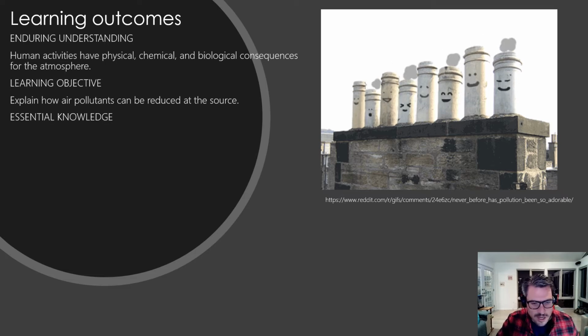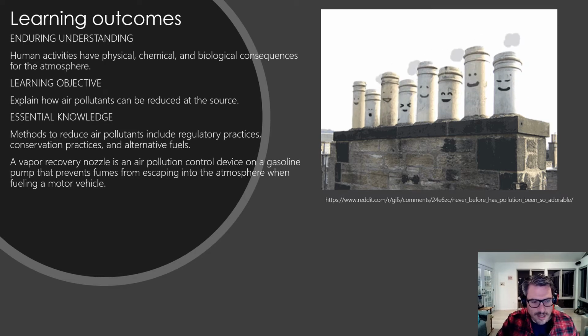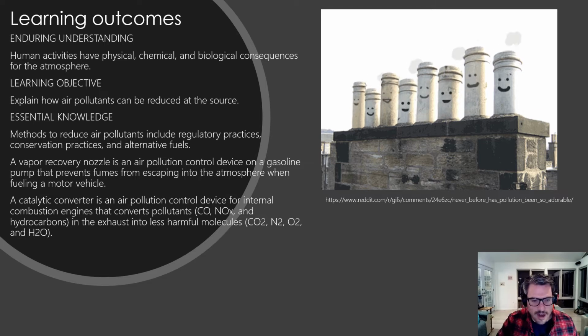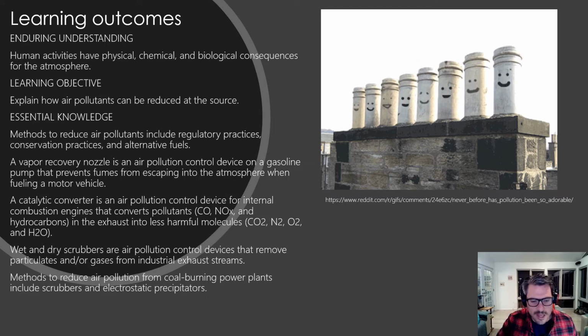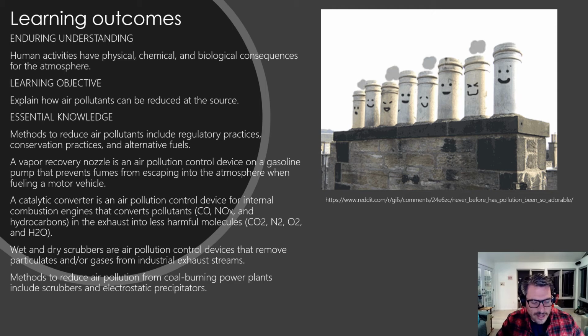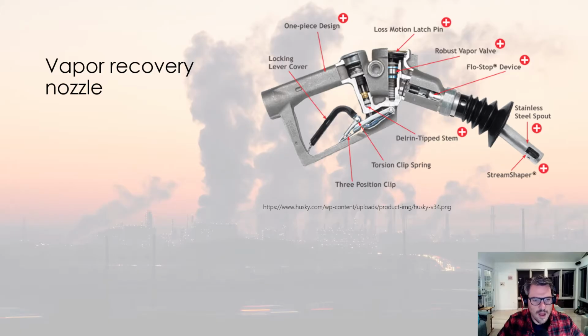As part of the discussion, we'll be looking at the regulatory practices, conservation practices, and alternative fuels, as well as some of the key technologies that have been utilized to reduce air pollution in the United States. A key technology that serves as a system designed to capture displaced vapors that emerge from inside a motorist's fuel tank is a vapor recovery nozzle.